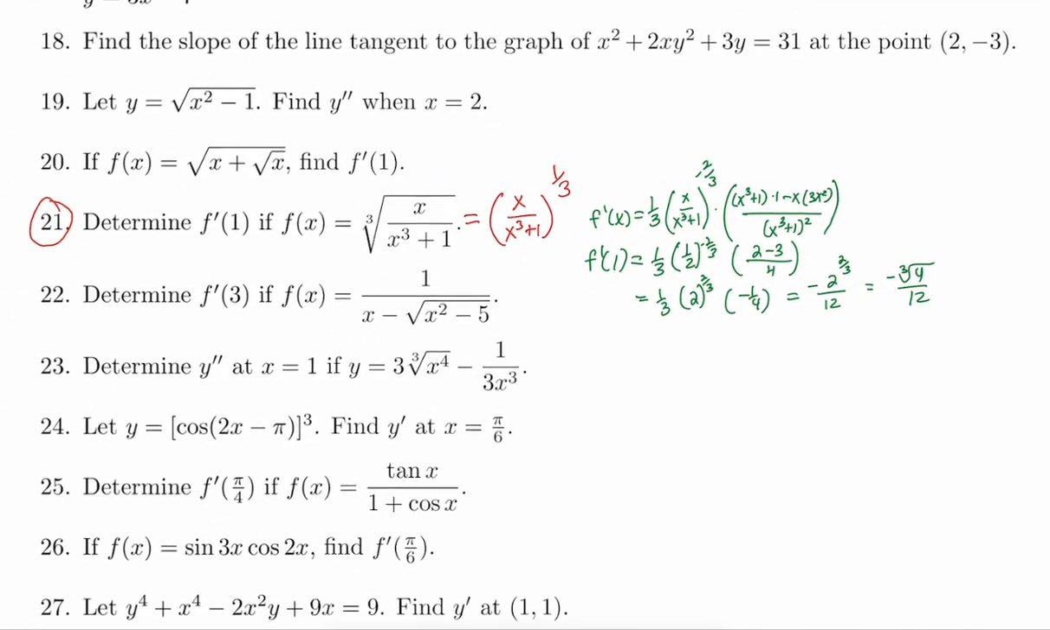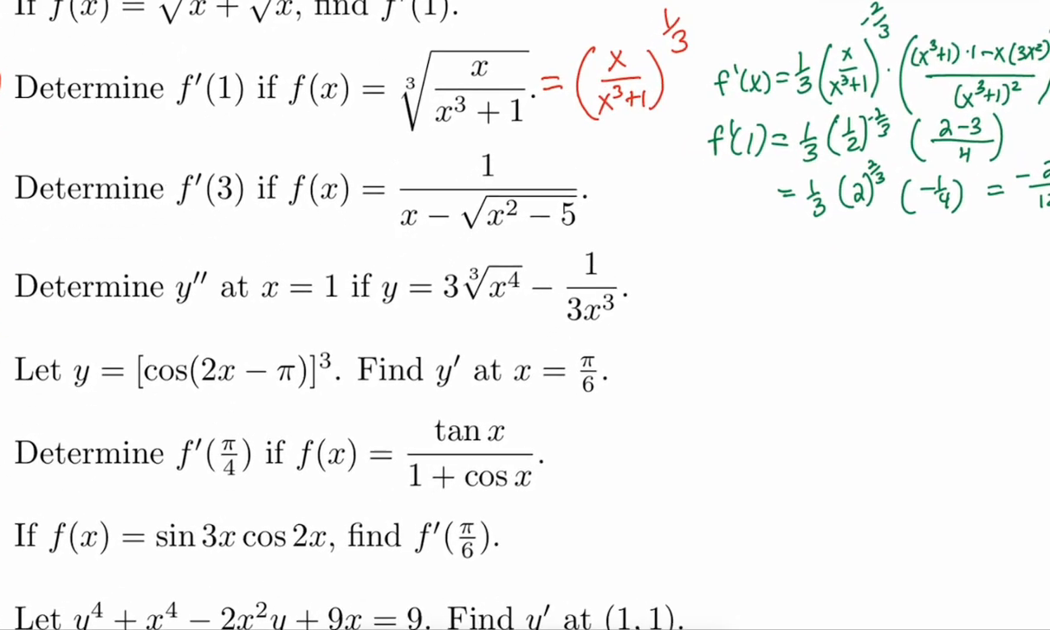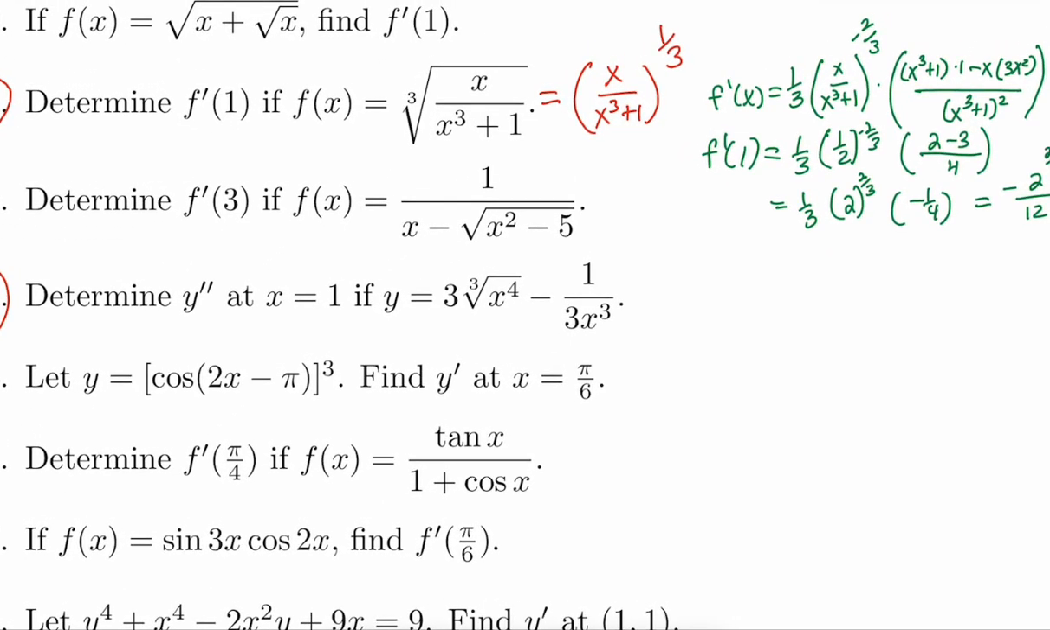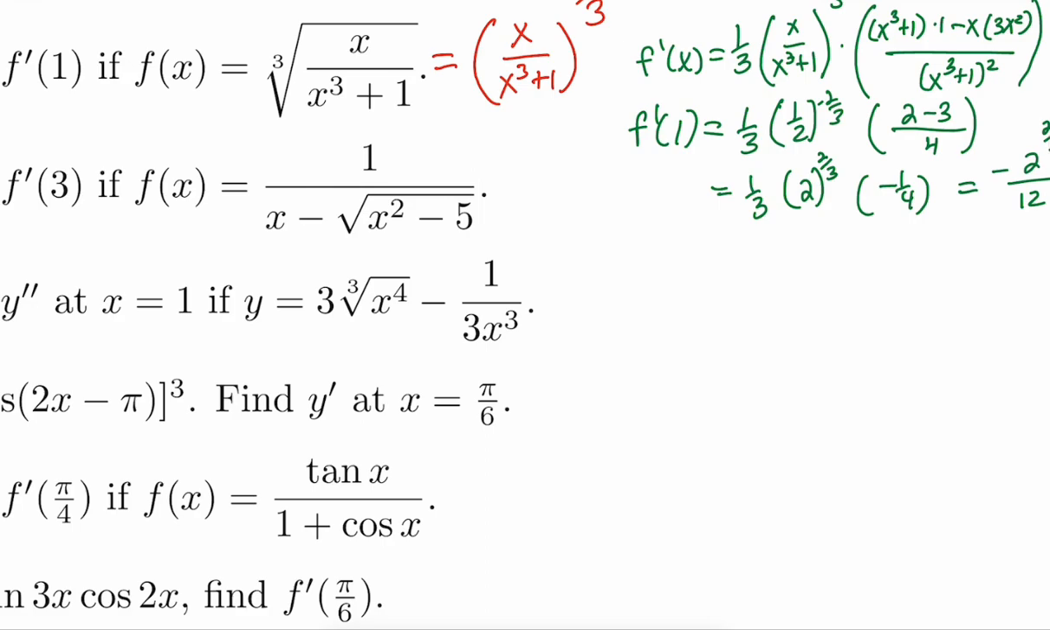So let's go ahead and now do 23. It's a similar idea, but it says we want the second derivative at x equals 1. We want the second derivative at x equals 1. So let's make this prettier by making it 3x to the 4/3 minus 1/3 x to the negative 3. So you'll notice that 1/3 that was attached to the x cubed, that 1/3 is going to just act as a constant. Just pull it out in the front.